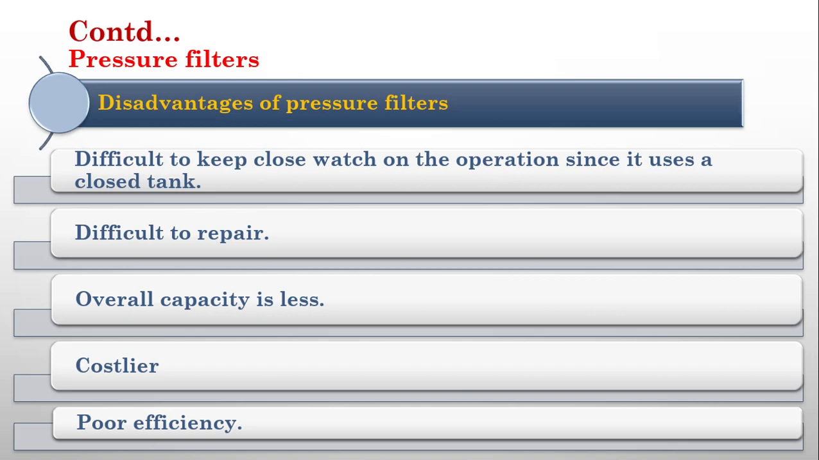Disadvantages: it is difficult to repair. We cannot watch it closely because it is in a closed chamber, all the things happening in a closed chamber, and the overall capacity will be less, costlier, poor efficiency. So these are the main things. So this is about the types of filters and the filtration process.